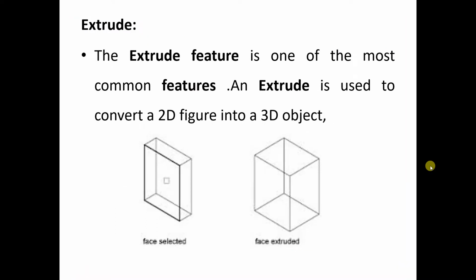And in exercise 7, we are going to see two new features, one is extrude, another one is revolve. So the extrude feature, I think we have used this in exercise number 5. Anyway, in the extrude feature, a 2D figure is converted into a 3D object.